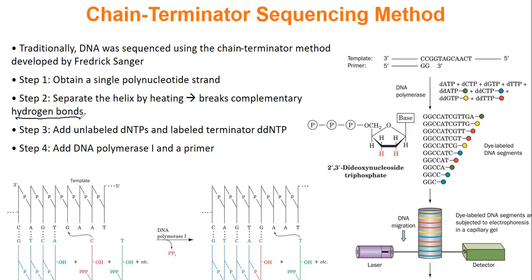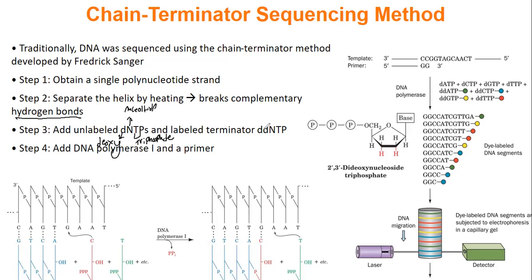All right. So once you have your DNA separated, what you do then is add unlabeled dNTPs and labeled ddNTPs. So what does this word mean? dNTP. So the N is nucleotide, TP, triphosphate. D stands for deoxy or DNA. So like your dATP, dTTP, dCTP, dGTP. When we talk about labels, we're talking about like a fluorescence label. So unlabeled, don't have anything on there.